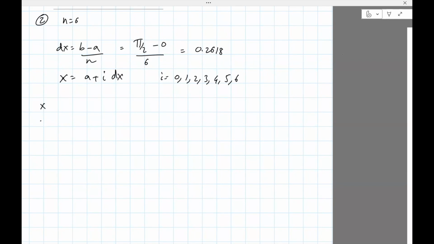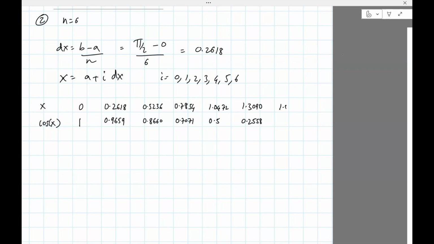x and cosine x. So I need to put i equals 0, so that will be 0. Cosine of 0 is 1. Next, I have i equals 1. So a plus dx, so 0 plus i dx would be 0.2618. So cosine of this is 0.9659. And we can just keep doing that. The values continue down the table, and the last value is 1.5708. The cosine of that is 0.